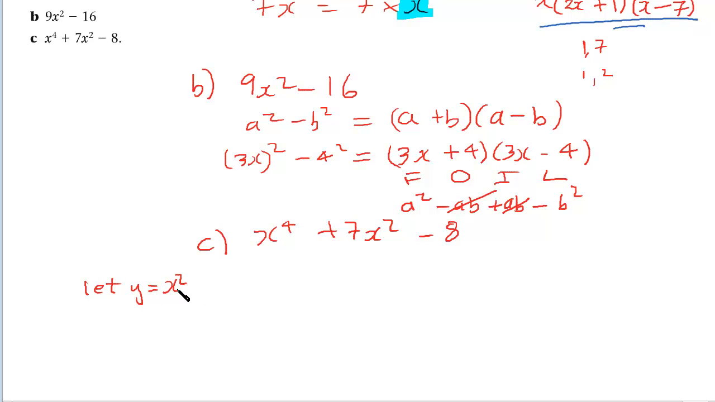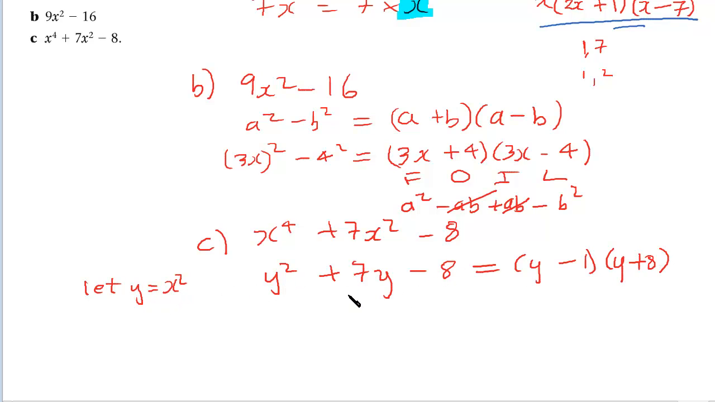So if you've got x squared equal to y, then x to the 4 will equal y squared. So we write y squared plus 7y minus 8. And some people find that a lot easier to factorize. So let's factorize this. We know we must have two things that times together to give us minus 8, and add to give us 7. So 8 and minus 1 gives us minus 8, and add to give us 7. So we get y minus 1, and y plus 8. And that is my factorization of the y.